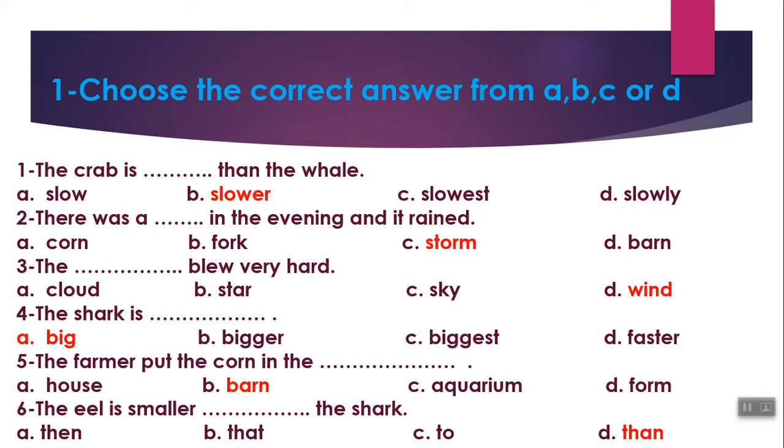We put corn in what? Of course, we're not going to put it in a house, in an aquarium, or a farm, so I'm gonna put it in the barn. The eel is smaller blank. Again, we have adjective ER. That means we have to put than. The eel is smaller than the shark.